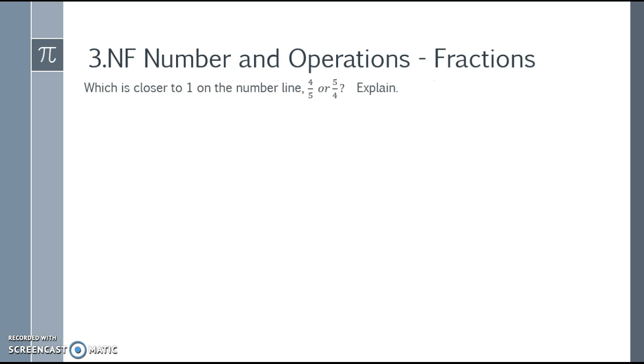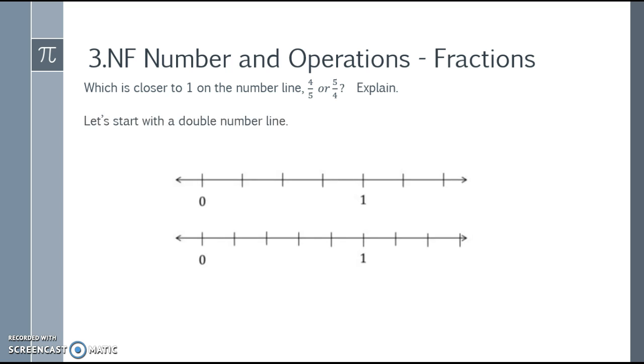Which is closer to 1 on the number line, 4/5 or 5/4? Let's try to explain. I'm going to use a double number line. Notice that my number line extends to the left of 0 just a tish bit, but also extends to the right of 1. We need to make sure that students know that fractions can lie either to the left of 0 or to the right of 0. All the way, it's just a number on the number line.